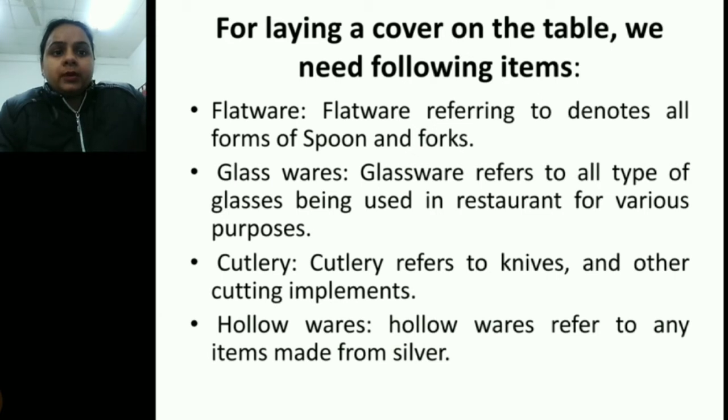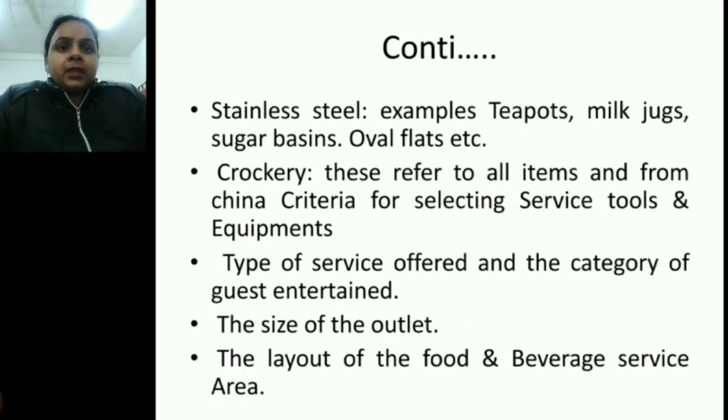Hollowware. Hollowware refers to any item made from silver, for example, bowls, containers, teapots. These are the part of the hollowware. Stainless steel. Examples: teapots, milk jug, sugar basins, oval flats, etc. Crockery. These refer to all items made from china.